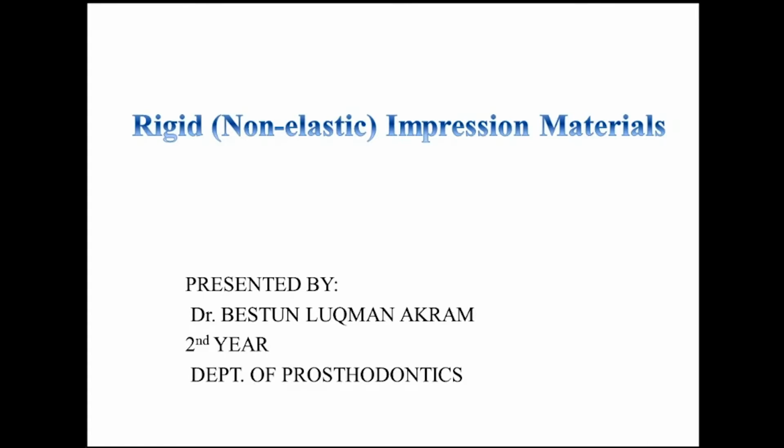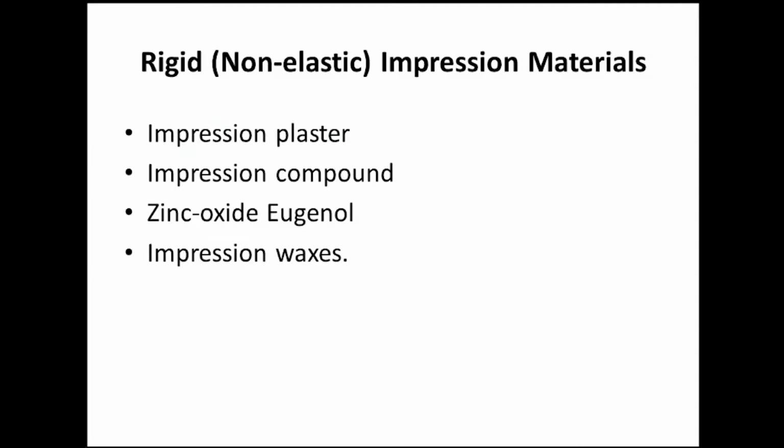The first group is non-elastic. It means rigid impression material. It is subdivided into some materials. The first one, impression plaster. All of you know, you must have some information about the types of impression. For example, impression plaster, in the laboratory, we will use it for pouring of the impression.